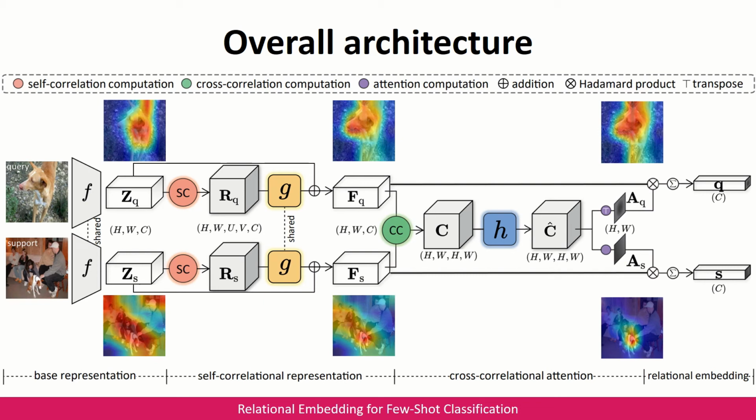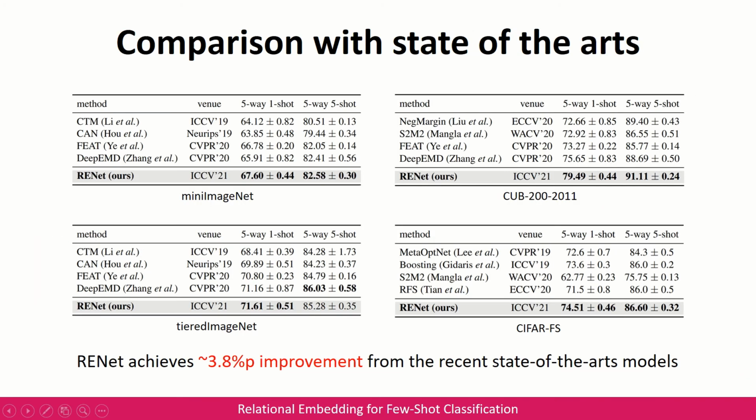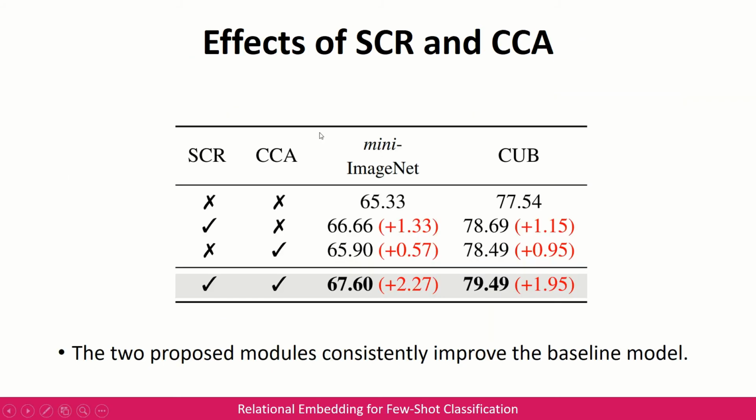This overall process is applied to all support images in parallel, and then the query is classified as its nearest support class. We compared RENet with other methods on 4 standard few-shot classification benchmarks on both 5-way one-shot and 5-way 5-shot setups. RENet outperformed the recent state-of-the-art methods. We evaluate the effectiveness of each proposed module on the 2 representative datasets. The 2 proposed modules consistently improved the baseline.